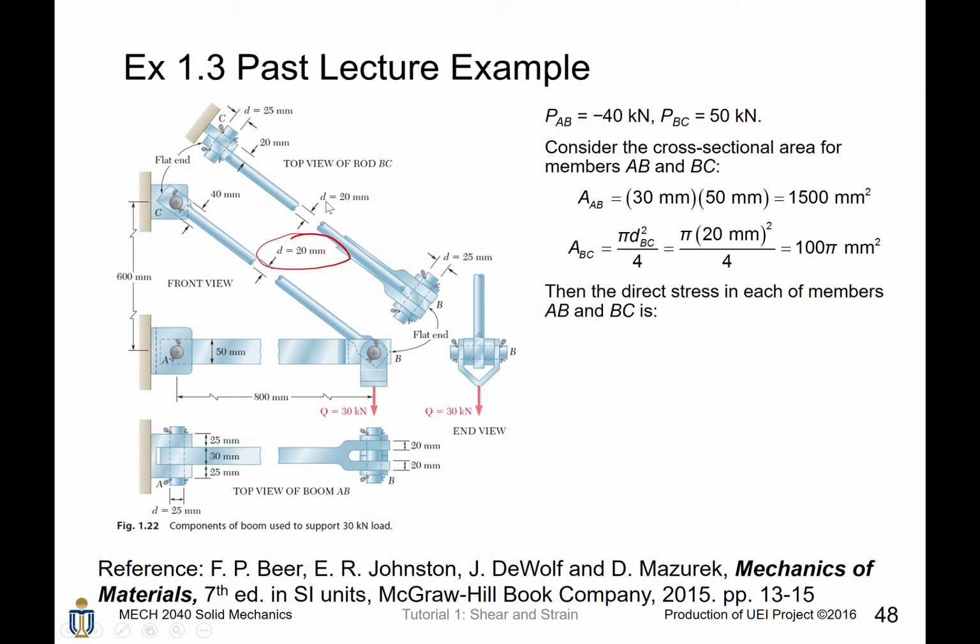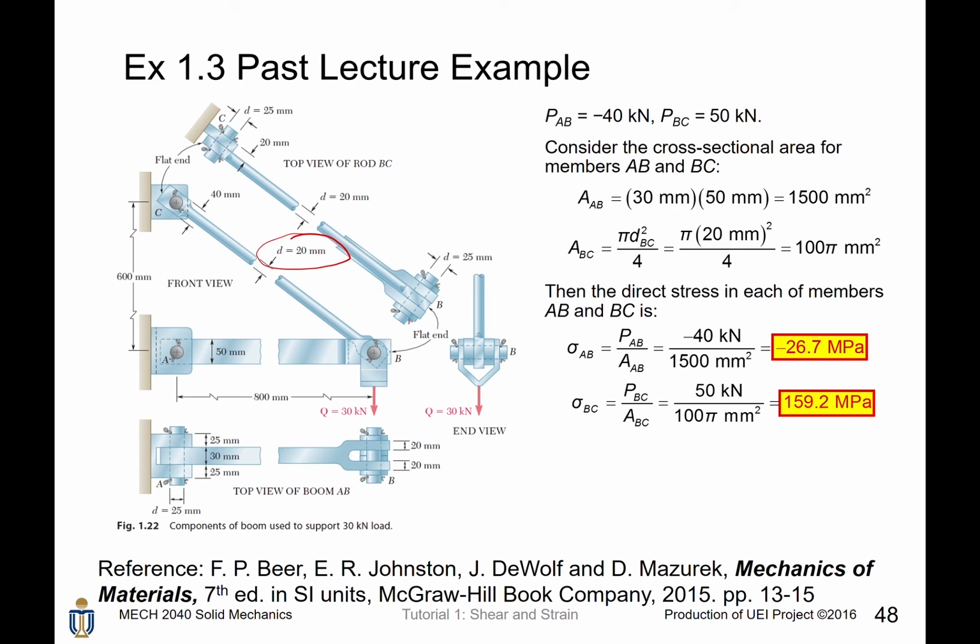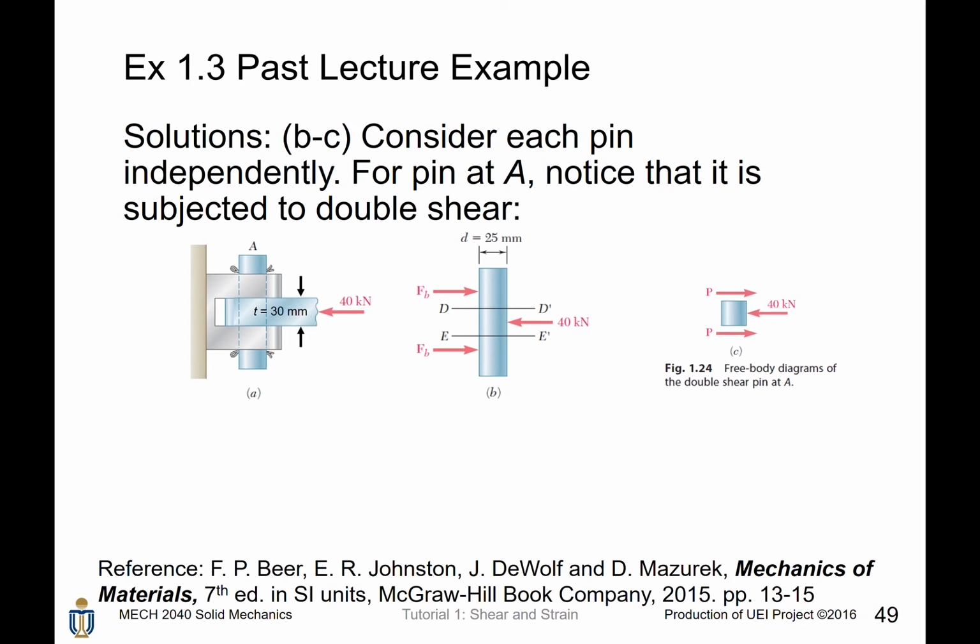Therefore, we can calculate the direct stress by using the force divided by area. Sigma AB is minus 40 kilonewtons divided by 1500 millimeters squared, which is negative 26.7 million Pascal. It is a compressive stress. In a similar manner, you can find the stress in member BC, which is 159.2 million Pascal.